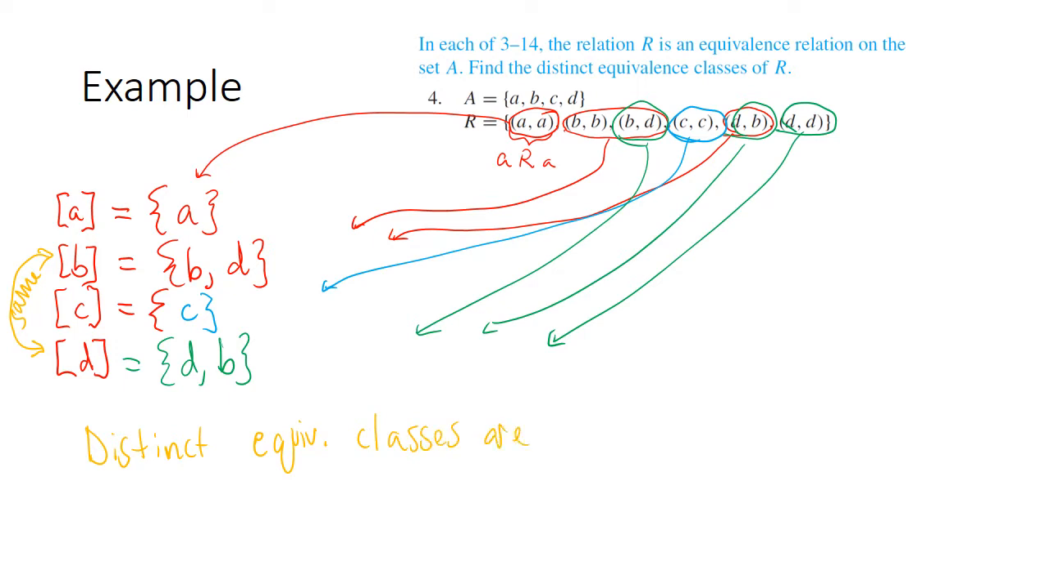So the distinct equivalence classes are bracket A, which is just A, and then bracket B, which is equal to bracket D, which consists of just B and D. And then finally bracket C, which is just C by itself.